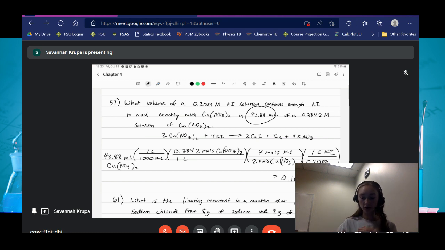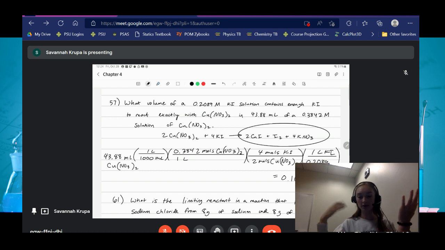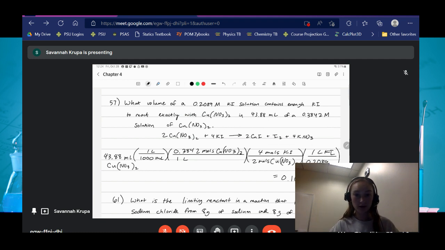Because then you use the ratio of how much CuNO3 needs to react with KI to produce the whole right side of the equation. So you have to figure out what the ratio is. For 2 of this, we need 4 of this. And using that ratio, you can get to the amount of liters of KI. In the previous problems, it was asking us to figure out how many moles of it. We're just finding the amount of liters of it, so it's the same kind of process. That's why we use the molarity of KI at the very end, because then we can figure out how many liters are produced.